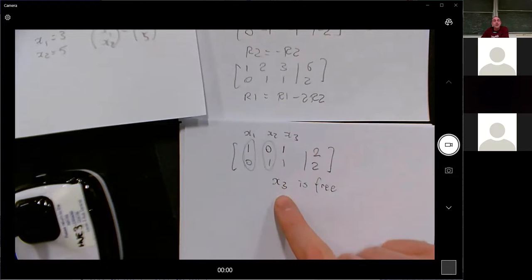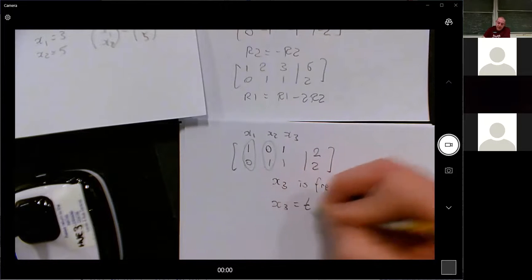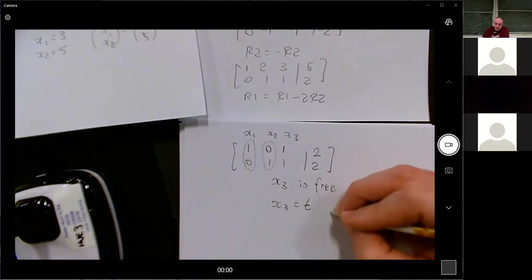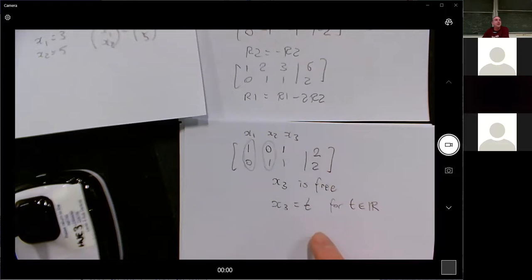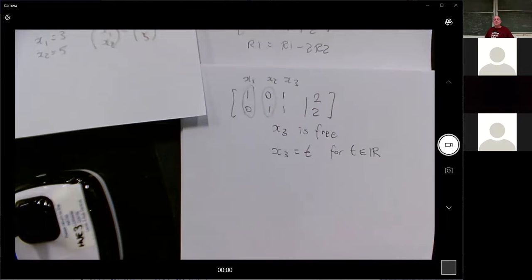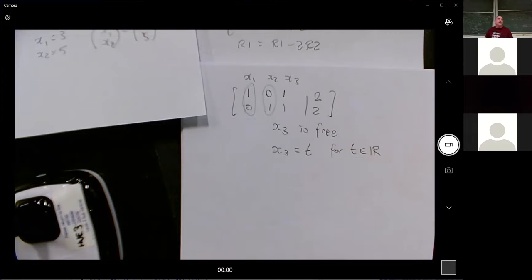So x3 is free. So I could just call it x3, but then I don't feel like I've done anything. And so what I do is I write that x3 is called t, for t any number in R. And that seems like a waste of everybody's time because I have a letter and now I've called it a different letter, but at least I feel like I've done something. Never underestimate the importance of feelings in maths. A lot of the things we do in maths are just because it makes us feel better.